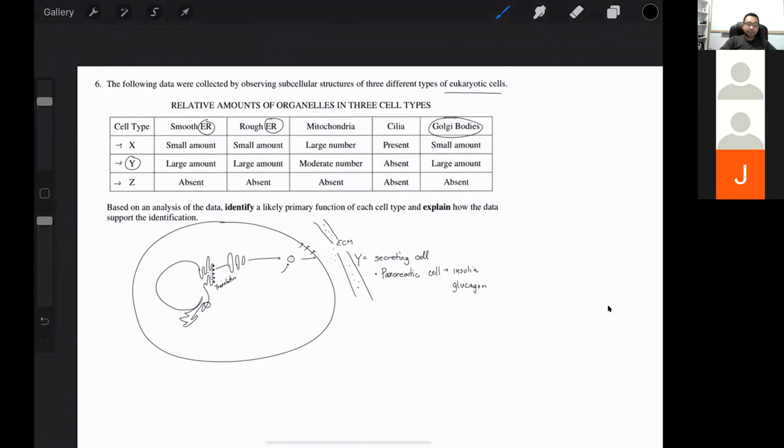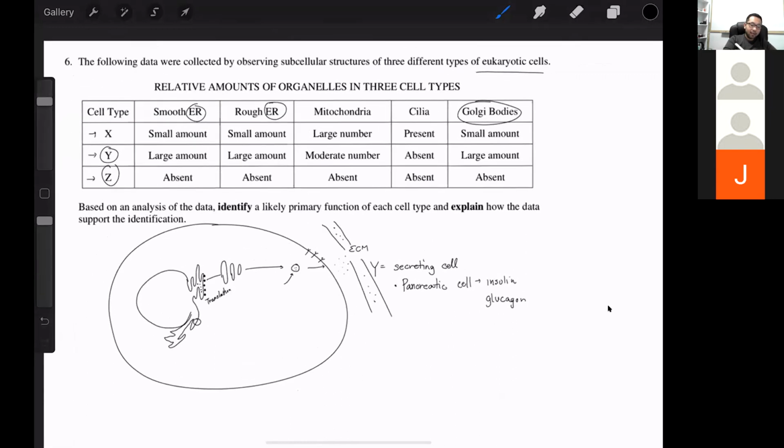Now, the next one that seems pretty easy is Z here, which, by the way, is missing all of these different organelles.